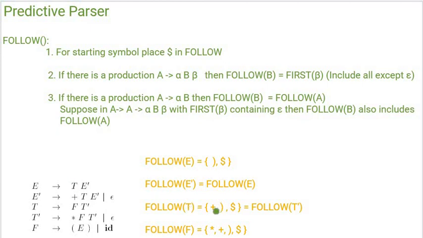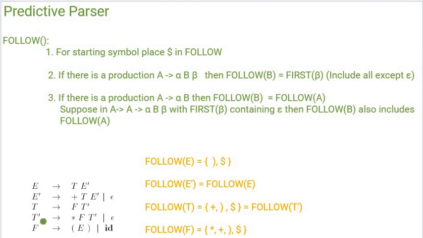So follow of T is nothing but, already we got plus. The first of E dash had plus, so we included plus. Now instead of epsilon, we're just including the follow of E. So follow of E we already computed, closed bracket and dollar, so we are just adding it. Right? Okay, so whenever we have epsilon in the first of the next symbol, then instead of that epsilon, you have to compute the follow of the non-terminal, the left hand side of the production.